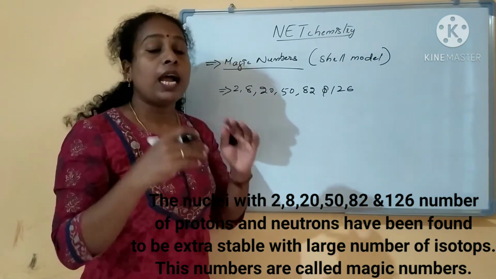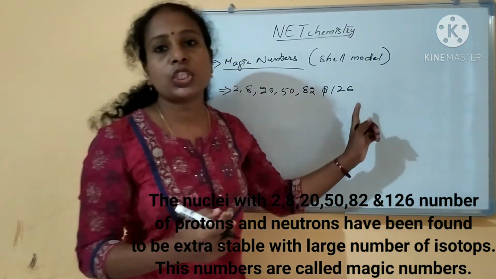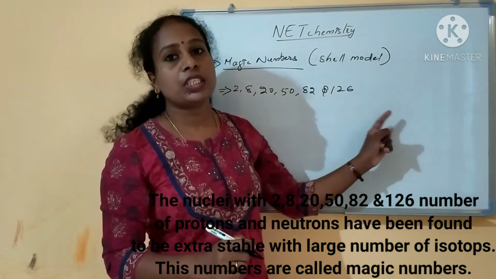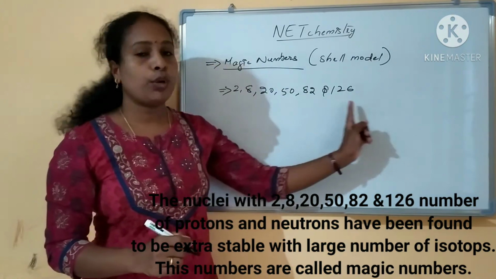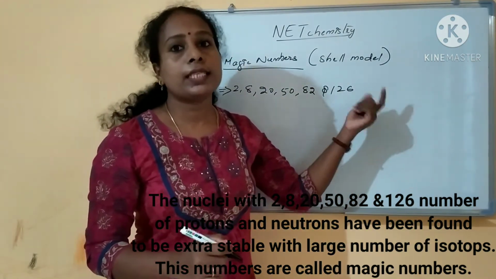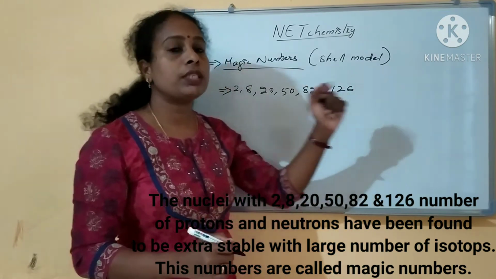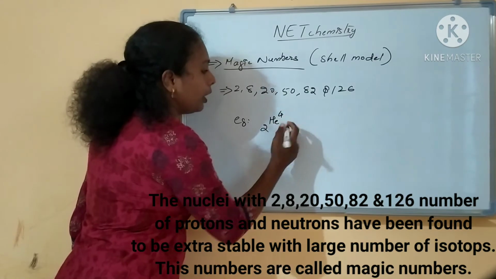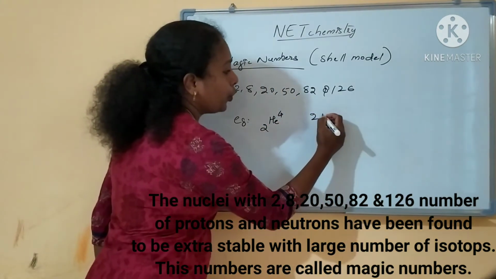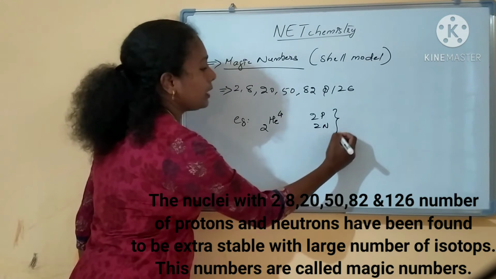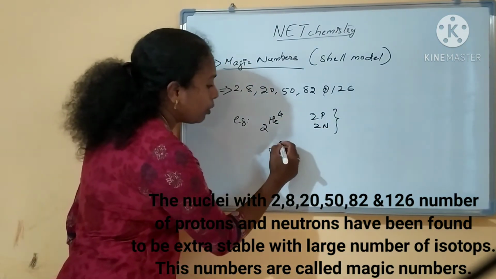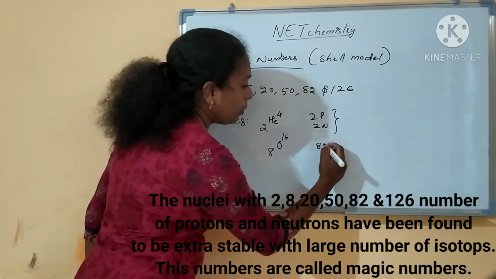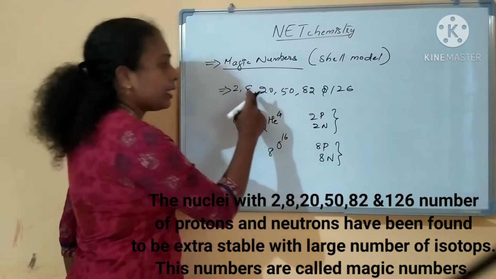That nucleus will be highly stable. These are completely filled shells, just like electrons in an atom. A nucleus with this number of neutrons and protons has extraordinary stability. These are magic numbers. We will see examples. If you see a helium atom, how many protons are there? 2 protons and 2 neutrons, right? This is a magic number. In oxygen-16, how many protons and neutrons? 8 protons and 8 neutrons, right? 8 is a magic number.